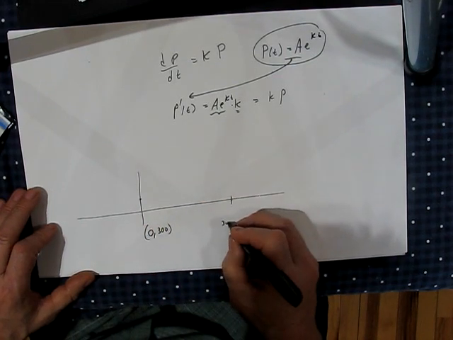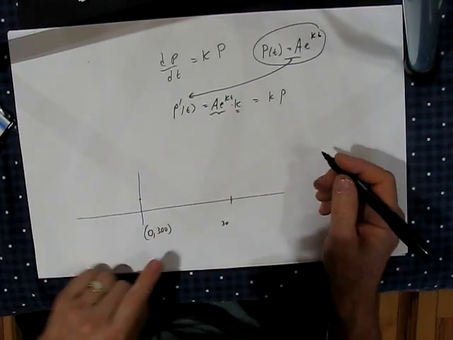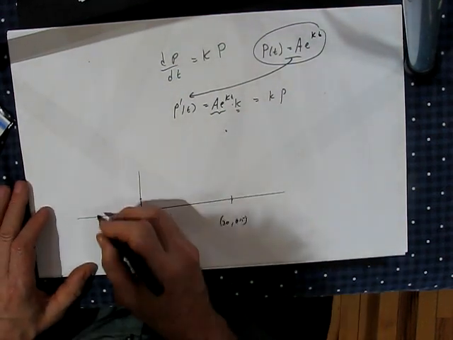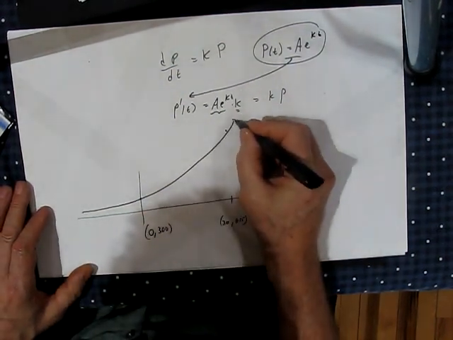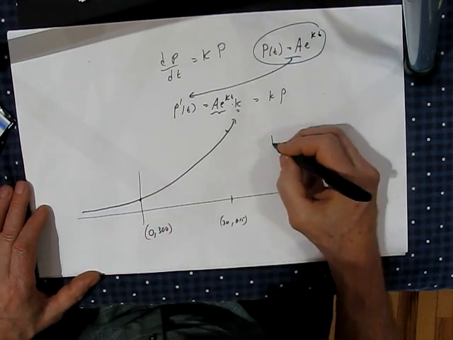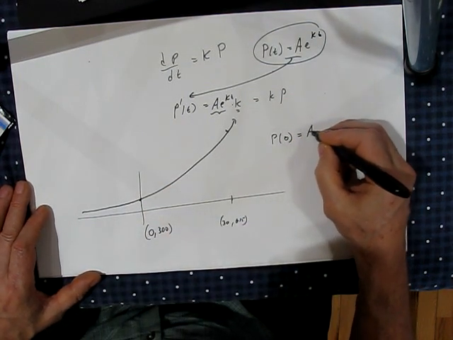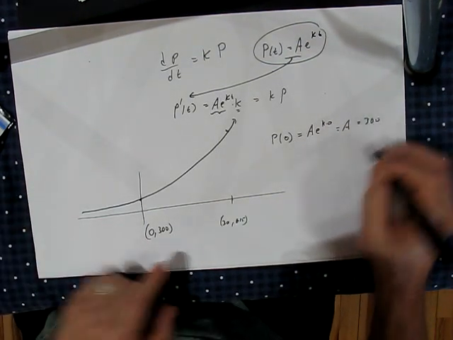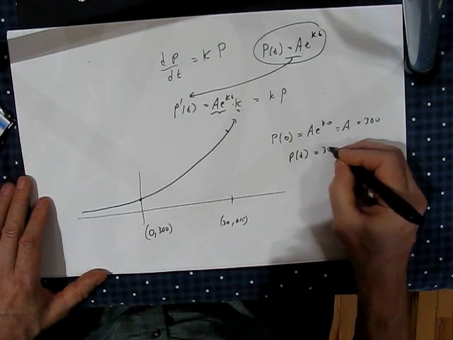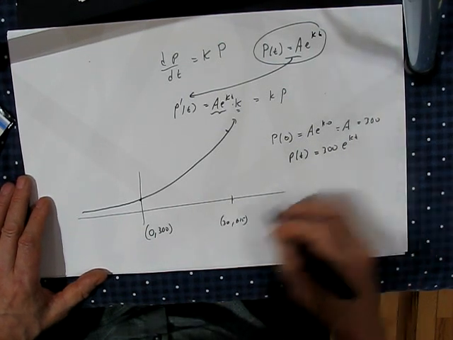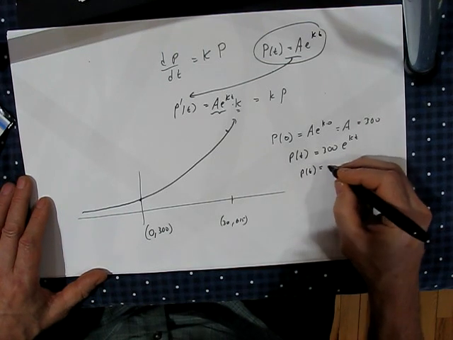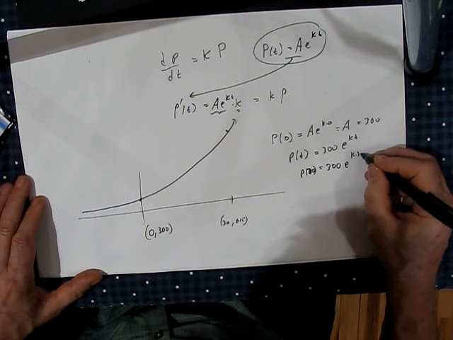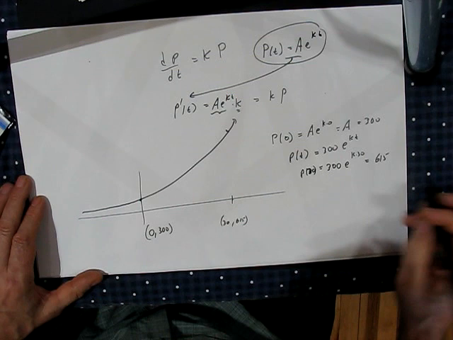And 30 years later, that same group, I want no one to die. And we figured out that we want 615. I claim there's a differential equation that goes through that by doing the following. P of 0 is a e to the k times 0, which is a, which I set equal to 300. So now P of t is 300 e to the kt. And now I'm going to put in 30 years, and claim 615.